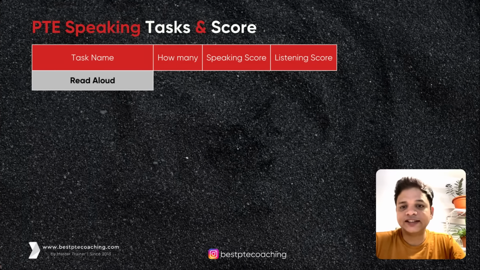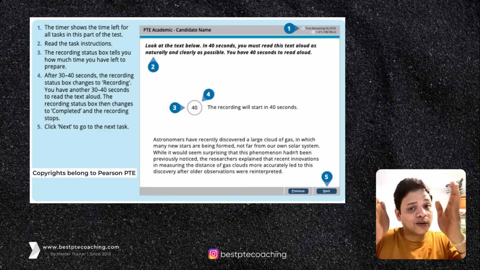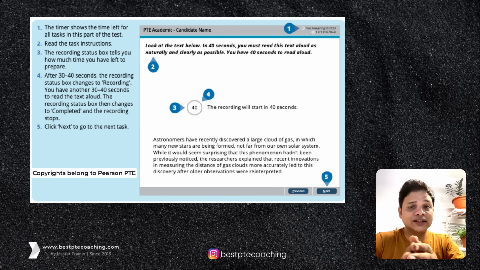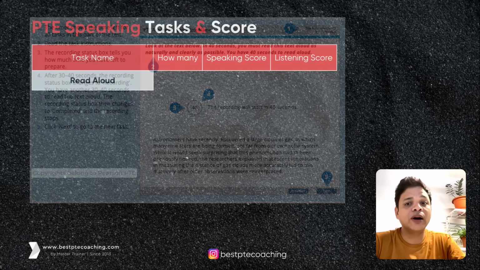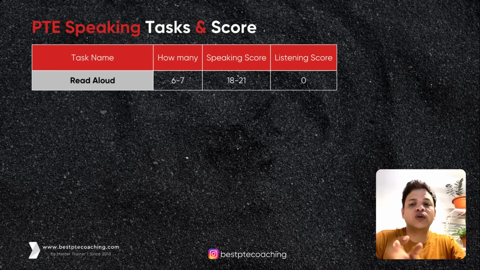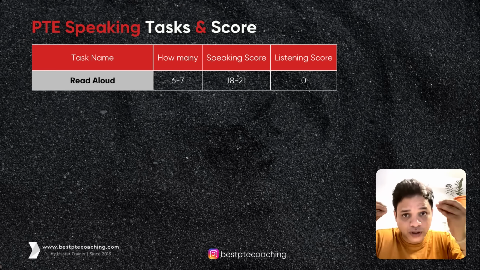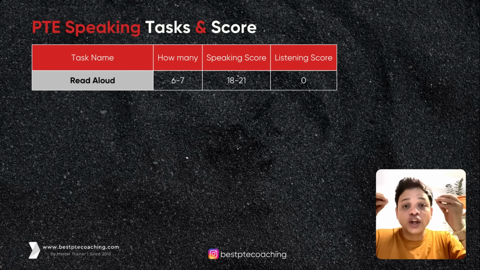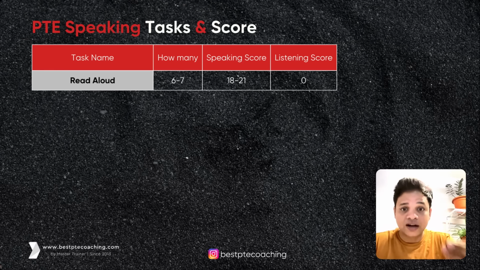First in the list is read aloud. Read aloud is all about reading a small paragraph in a flow. That's what read aloud is all about. There will be 6 to 7 questions, and the speaking score is approximately 18 to 21 marks, and the listening score is 0. There is no other score. Read aloud is purely a speaking task. You answer 6 to 7 questions, and you get 18 to 21 marks approximately.